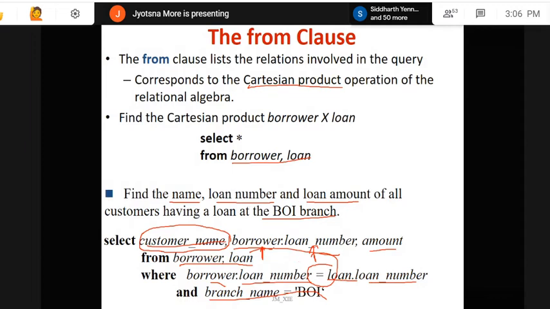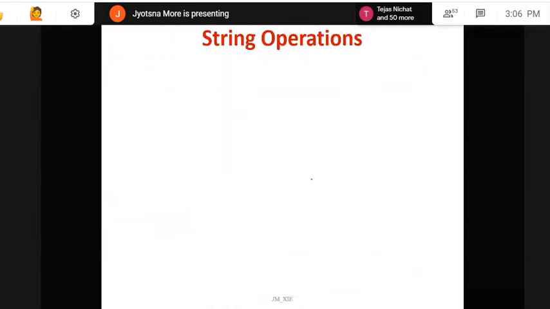But usually we never write that. We only write the table name with the attribute name for an attribute present in both tables. That is a common way to write the query, we cannot say it is a rule. Fine. So this is where you can use a from clause with where conditions.